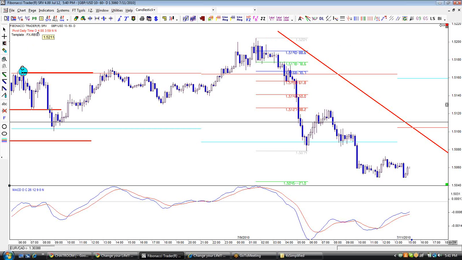But if for some reason your fib trader is showing different pivot lines, play with it. Just make sure that your pivots are set from midnight to midnight.